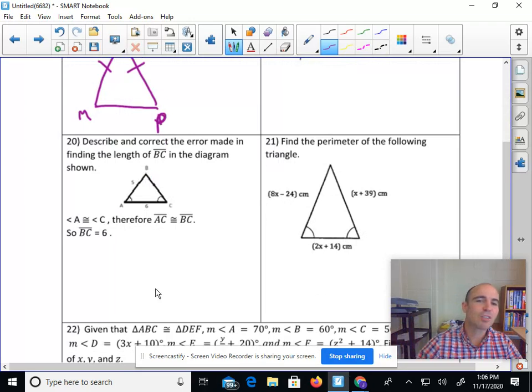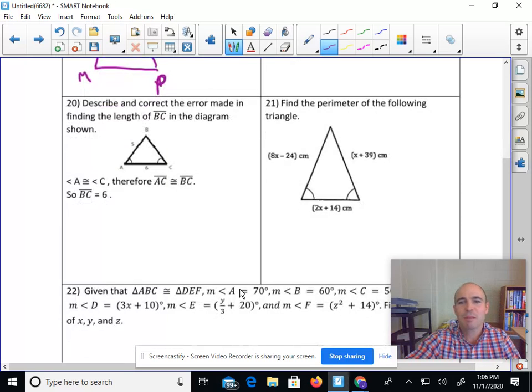Number 20, describe and correct the error made. Okay, this is more a logic one. I'm not going to give you any tips on this because I need you to think it through. I need you to write it out. Your teacher needs the same.